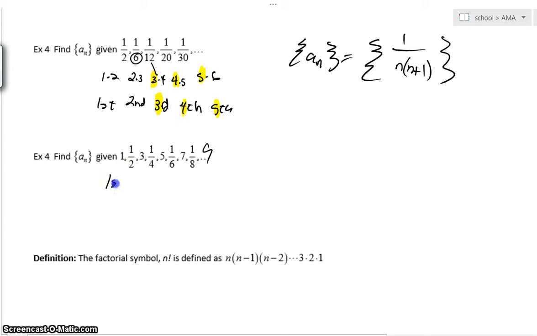Kids will say, wow, your first term is a 1. Your second term has a 2 in it. Your third term has a 3 in it.